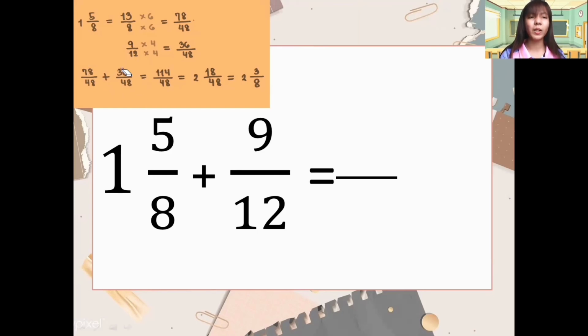So 78 plus 36, 114. Then copy the denominator, which is 48. So this time, it's an improper fraction. So how many 48 are there in 114? It's 2. What's the number left? 18. And copy the denominator. As you can see, there is a number divisible to both 18 and 48. So what's that number? It's 6. Alright, so it's 6.